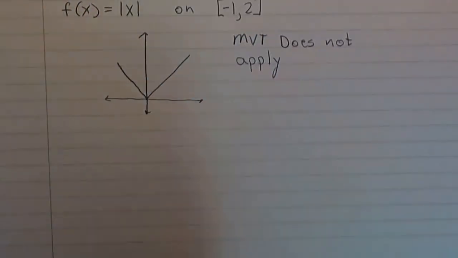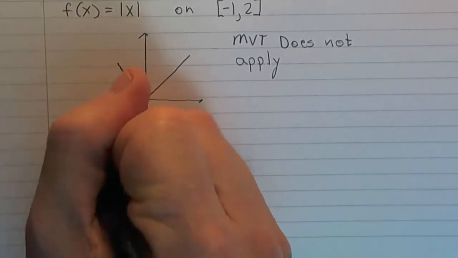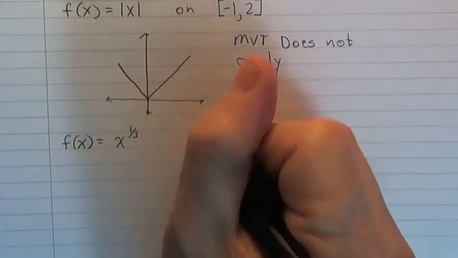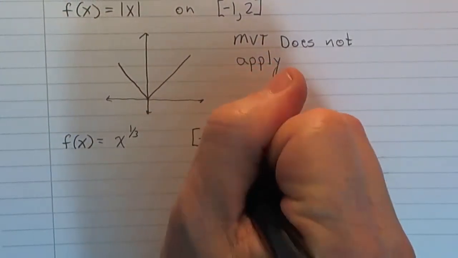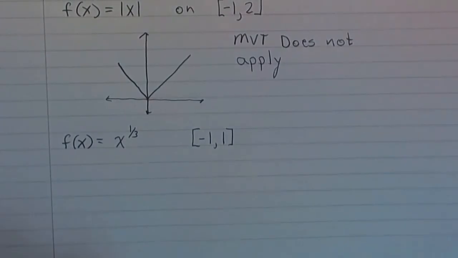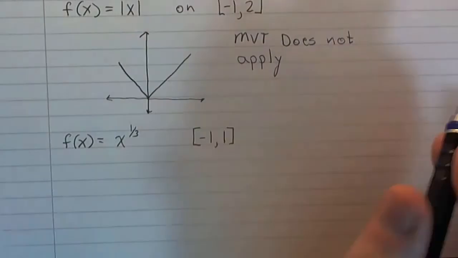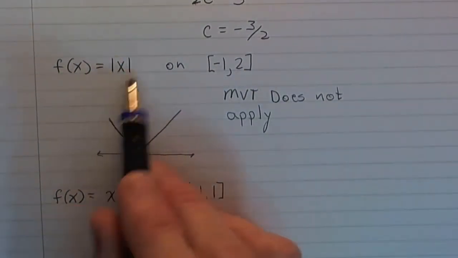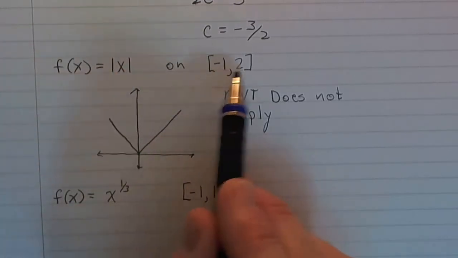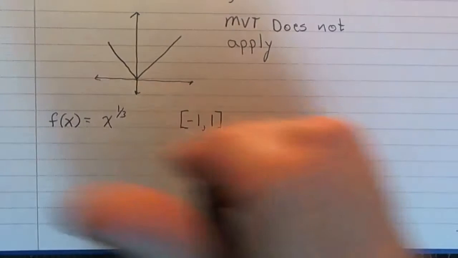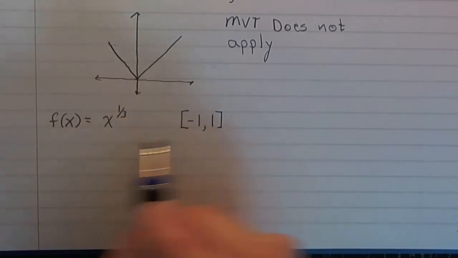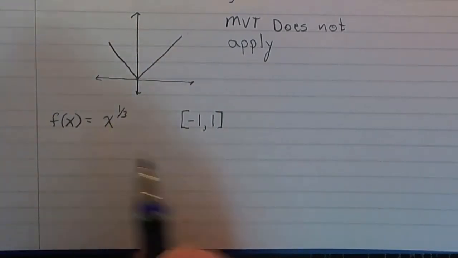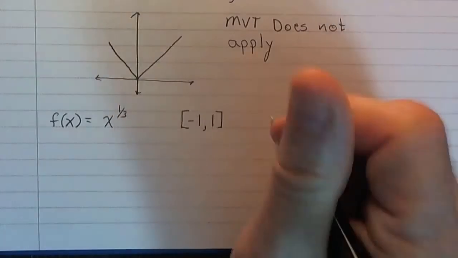Okay, so let's look at another one. Let's suppose that we have f of x is equal to x to the 1/3 on -1 to 1. Let's look at that one. Now, the reason the mean value theorem didn't apply here was because 0, a place where this function does not have a derivative, is in this interval. Now let's look at this one. Maybe I don't really know if the derivative exists or not. Maybe I'm not familiar with this function. So how do you proceed? So here's what we can do.